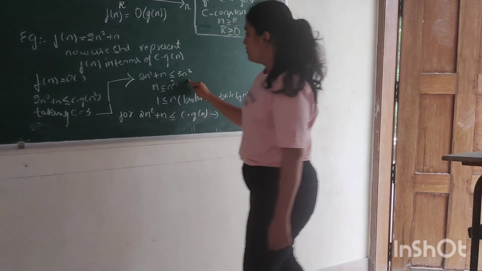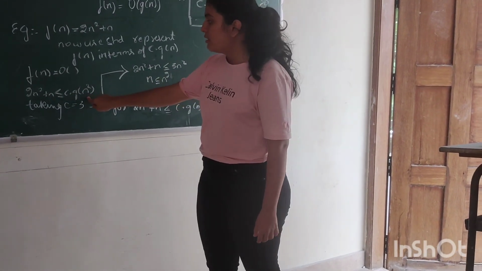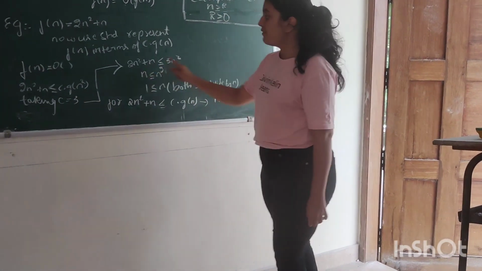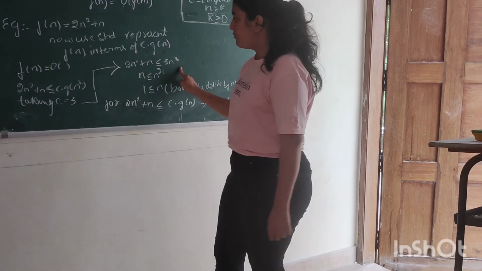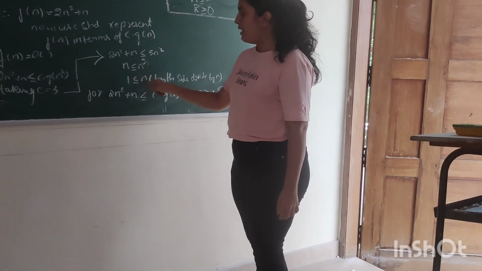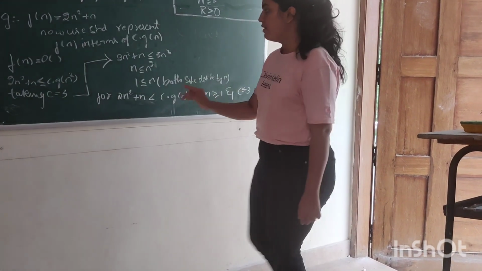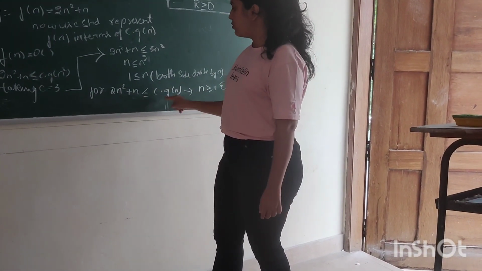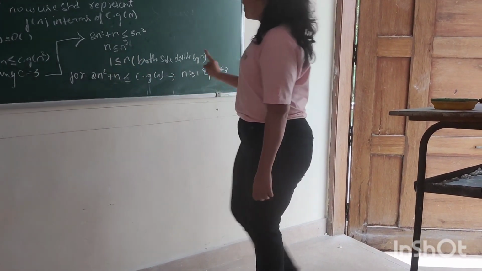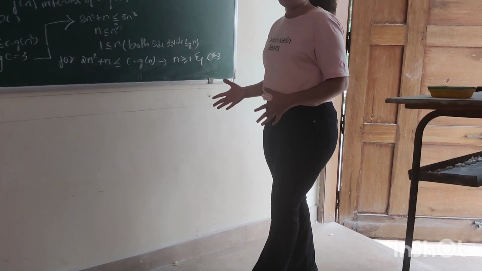Let's take it as 3n square. Let's take constant c as 3, and let's divide both sides by n. So after dividing, we'll get n is less than n square, which we did before. Then we'll get n is greater than or equal to 1. So to represent 2n square plus n less than or equal to c of g of n, that is, this value should be greater than this value, n should be greater than or equal to 1 and c should be greater than or equal to 3.